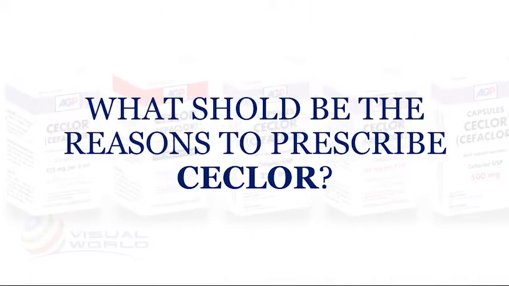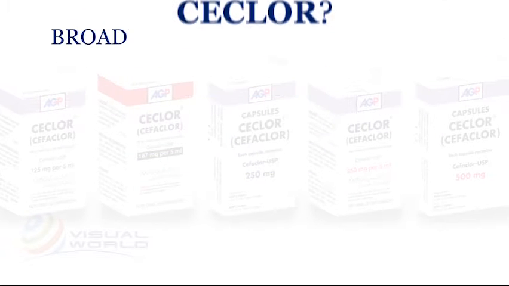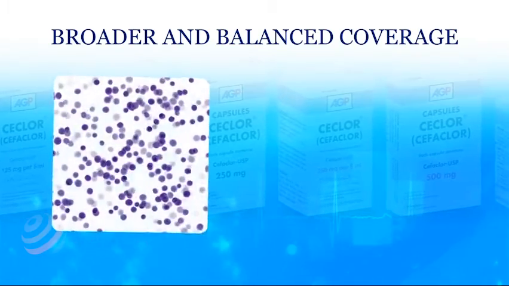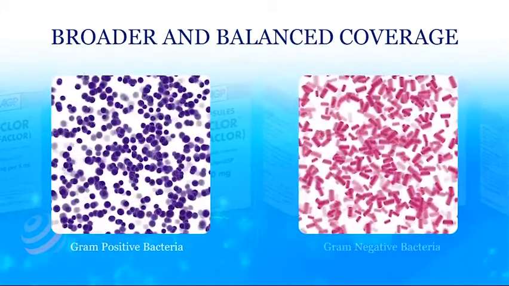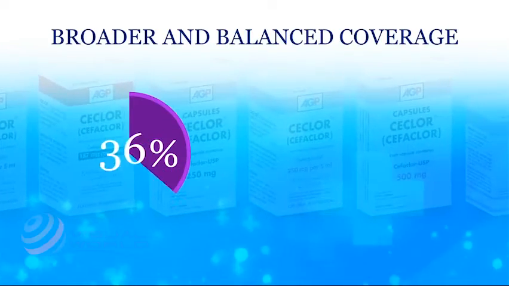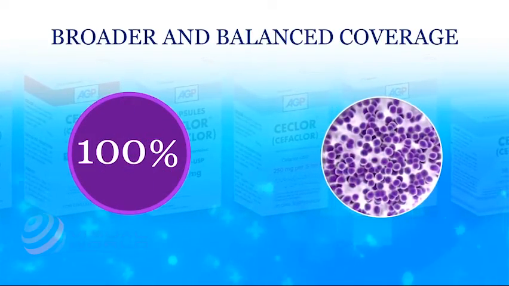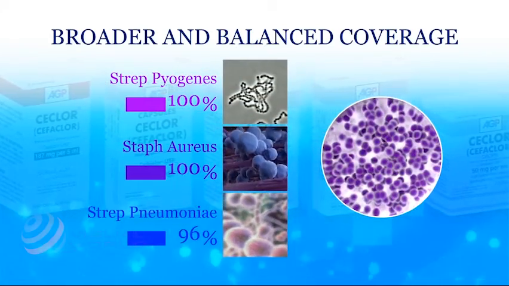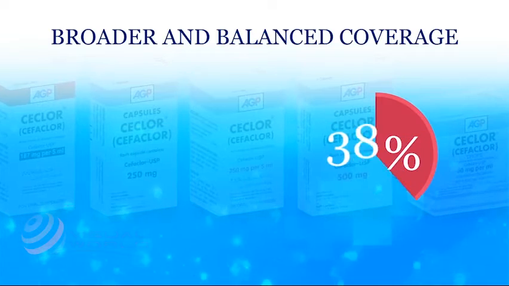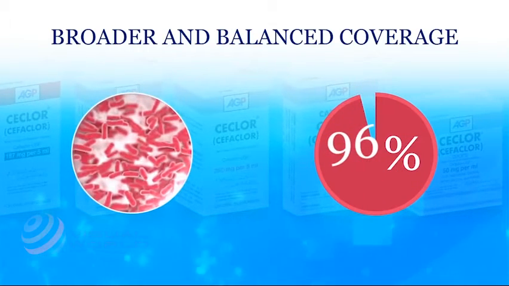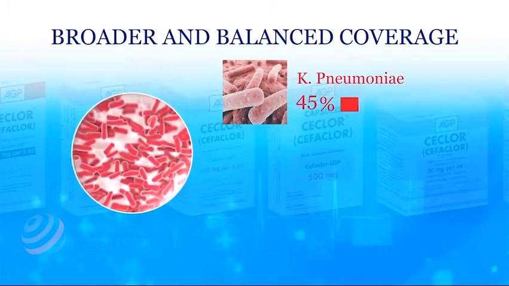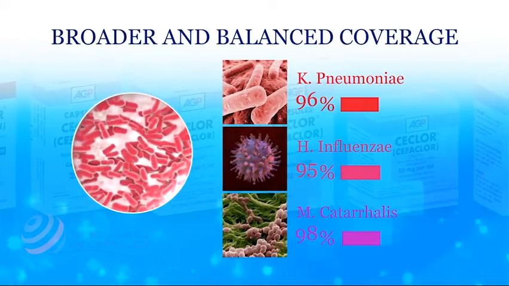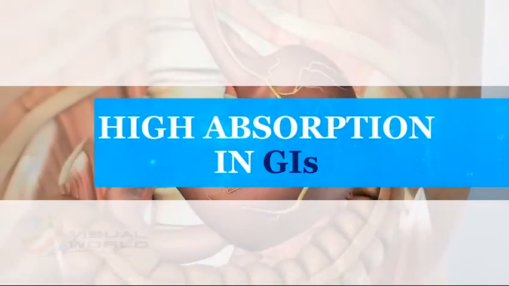What should be the reason to prescribe Ceclor? Broader and balanced coverage. Ceclor provides balanced and broader coverage against gram-positive and gram-negative bacteria. Ceclor showed 100% coverage against gram-positive, which includes Strep pyogenes, Staph aureus, and Strep pneumoniae, and showed more than 95% coverage against gram-negative bacteria, which includes K. pneumoniae, H. influenzae, and M. catarrhalis.